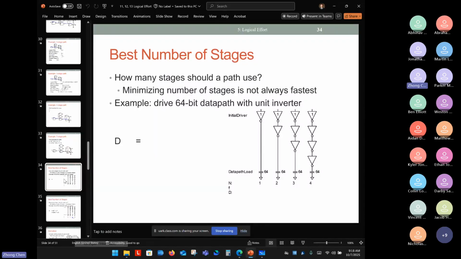Because for this case, for example, on the left hand side you have a single stage: an initial driver, a path, and a load, which is 64. The driver size is 1. And then this is the second case, the 2 stage, 3 stage, and 4 stage.